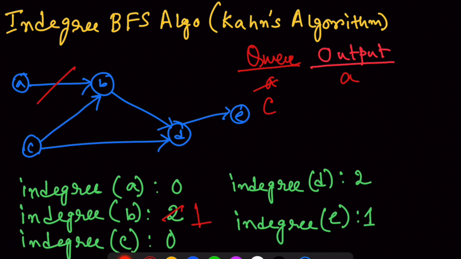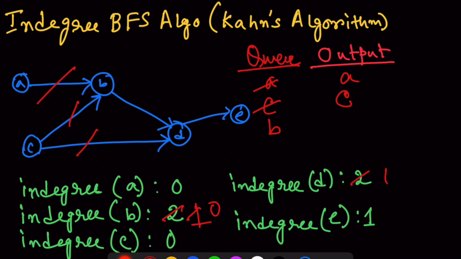Next, we'll consider C. C can be in our output, because C doesn't have any characters that come before it. Now we consider the neighbors of C, that is B and D. We'll get rid of those edges and reduce the indegrees of B and D. The indegree of B will become 0, and the indegree of D will become 1. As soon as the indegree of B has become 0, we can add it to our output.